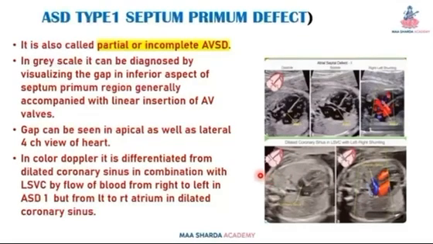In grayscale, it can be diagnosed by visualizing the gap in the inferior aspect of septum primum, generally accompanied with linear insertion of AV valves. Gap can be seen in apical as well as lateral four-chamber view of heart. In color Doppler, it is differentiated from dilated coronary sinus in combination with persistent left superior vena cava by flow of blood from right to left in ASD1, but from left to right atrium in dilated coronary sinus.